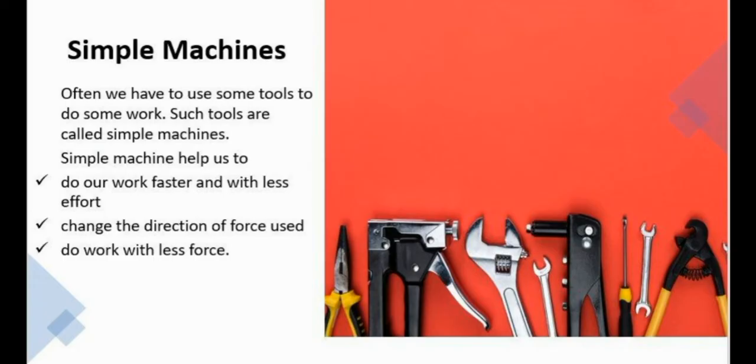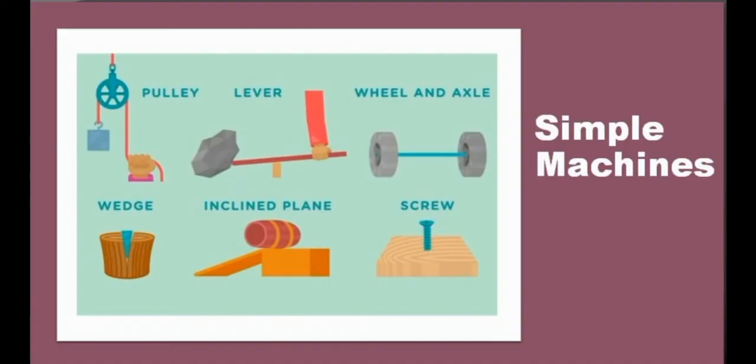Let's learn what are simple machines. So often we have to use some tools to do some work. Such tools are called simple machines. They help us to do our work faster and with less effort. And we can change the direction of force used with the help of simple machines, and simple machines also help us to do work with less force. So let's see, there are different types of simple machines.